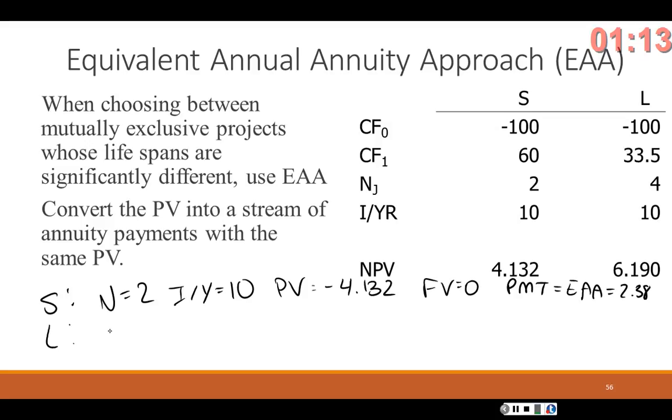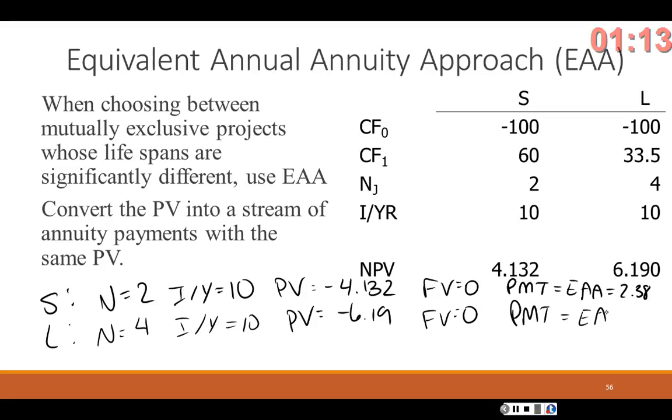We can do the same with the long. N is equal to 4. Again, the interest rate is 10. The present value here would be a negative 6.19. That's the net present value. Future value is 0. And we solve for payment, and we get 1.95. So the short project has a higher equivalent annual annuity, so it is a better project than the long.